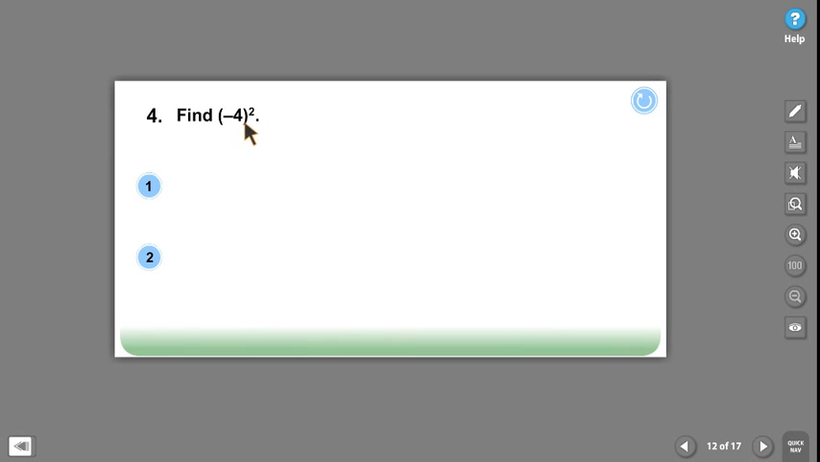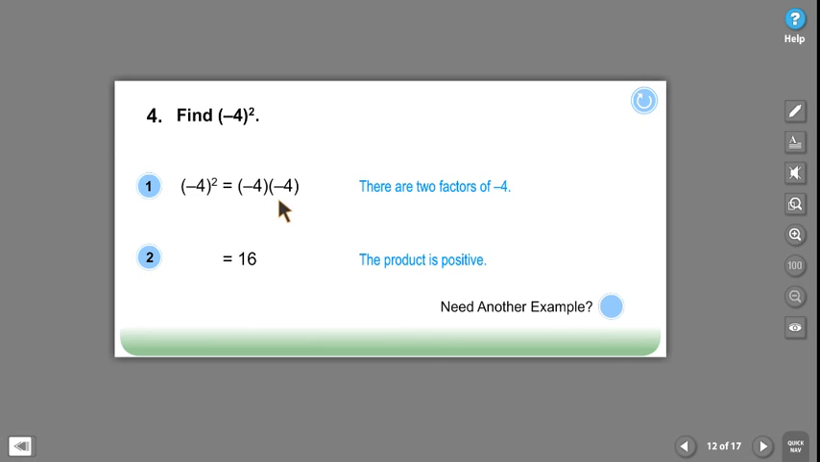Find negative 4 squared. Remember, this is an exponent, so negative 4 squared means negative 4 times itself twice. So negative 4 squared equals negative 4 times negative 4. The product is positive because these two numbers have the same sign, which is negative. The answer is positive 16.